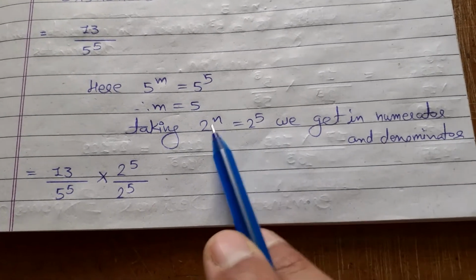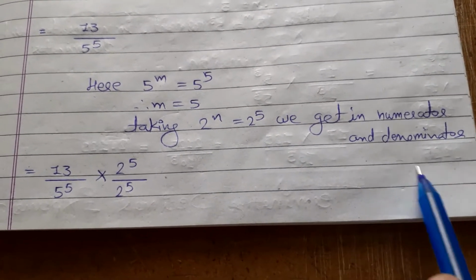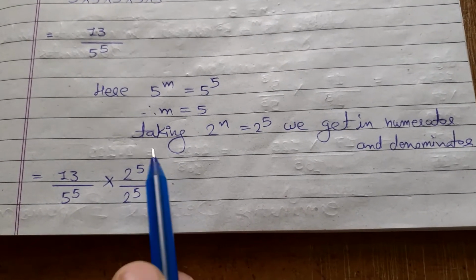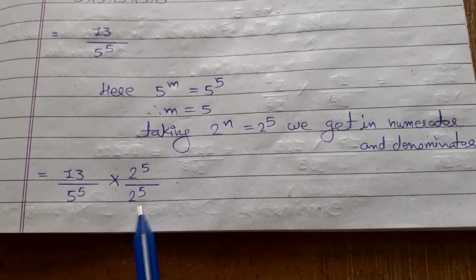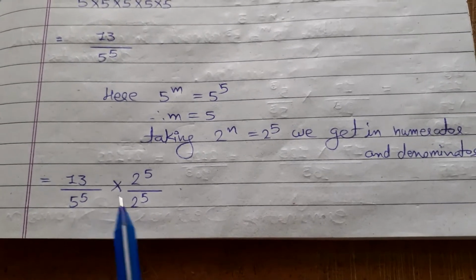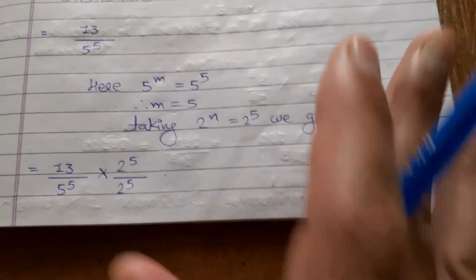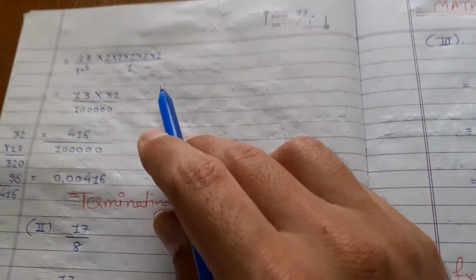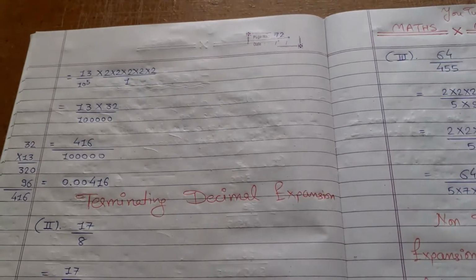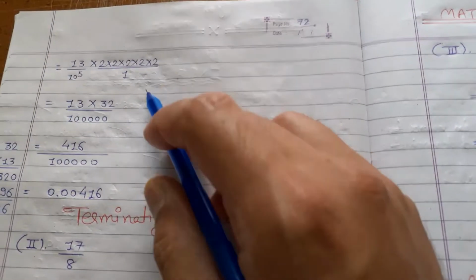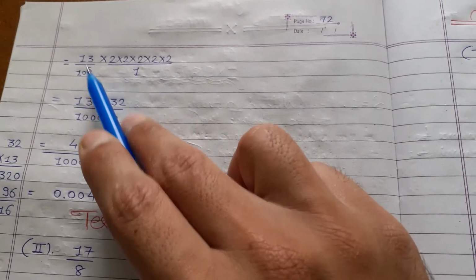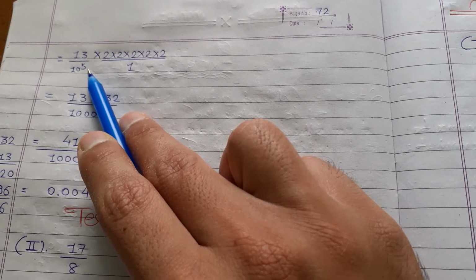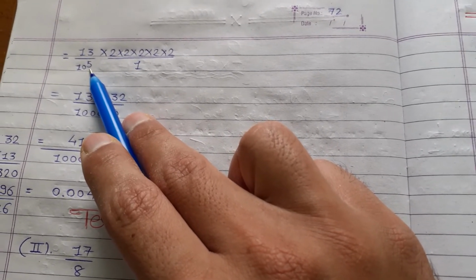2 raised to n is equal to 2 raised to 5 in numerator and denominator. So multiplying with 2 raised to 5 in numerator and denominator, we are getting 13 upon 5 raised to 5 into 2 raised to 5 upon 2 raised to 5. So 13 into 2 raised to 5 upon 2 raised to 5 into 5 raised to 5. The denominator answer is 10 raised to 5.